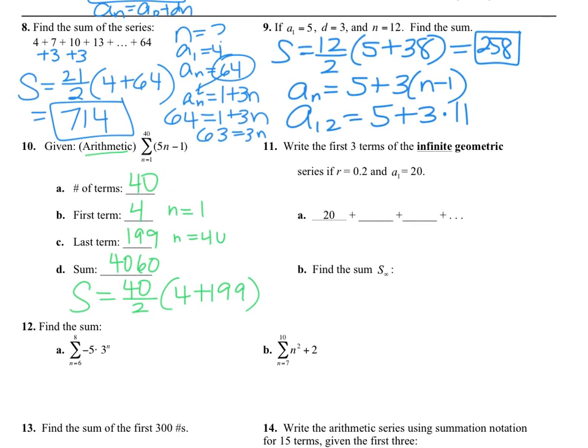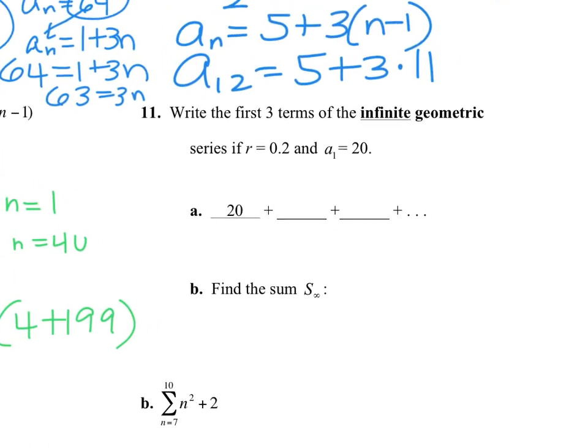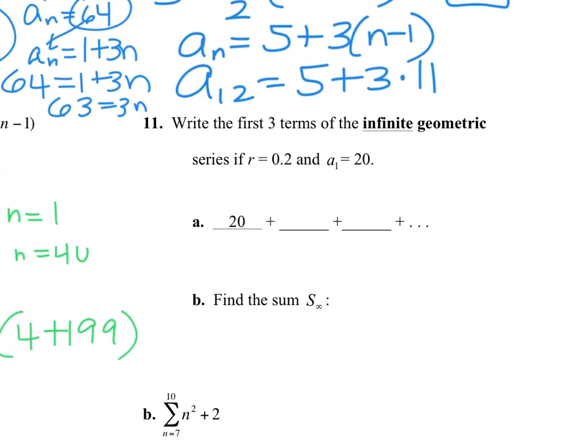All right, number 11. How are we doing on time? Pretty good? Write the first 3 terms of the infinite geometric series. It tells me that the first term is 20, and r is 0.2. So I'm going to multiply by 0.2. Go to your calculator if you need to. 20 times 0.2 is 4. Now do 4 times 0.2, answer times 0.2, and now you're at 0.8. You can see these numbers are getting smaller and smaller all the way to infinity.